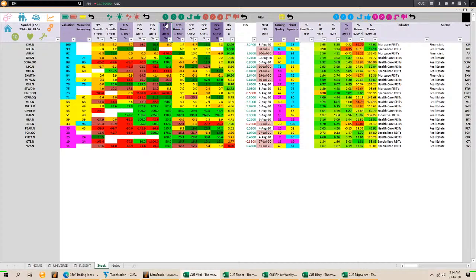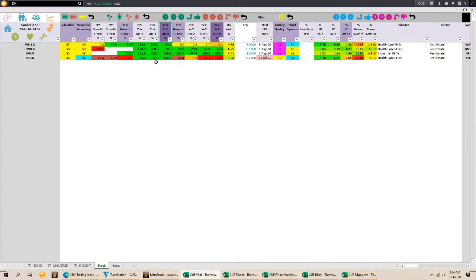Now let me explain the use of the earnings buttons. They are very useful and I have sequenced them from most rigorous to less rigorous. So if I click the 3 button, this green red color scheme, remember, is for quarterly earnings growth. 3 is going to look for stocks that have consistently high earnings growth in all the last 3 quarters, all 3.